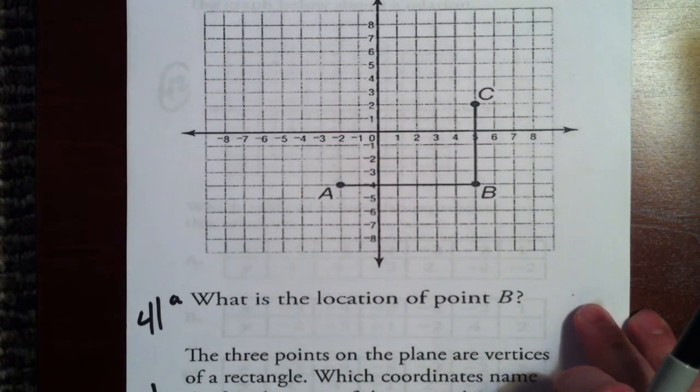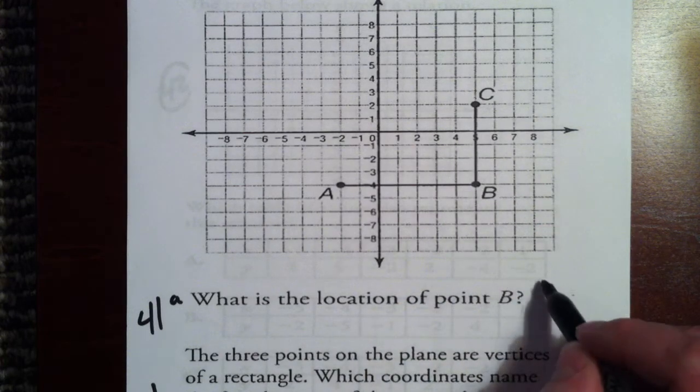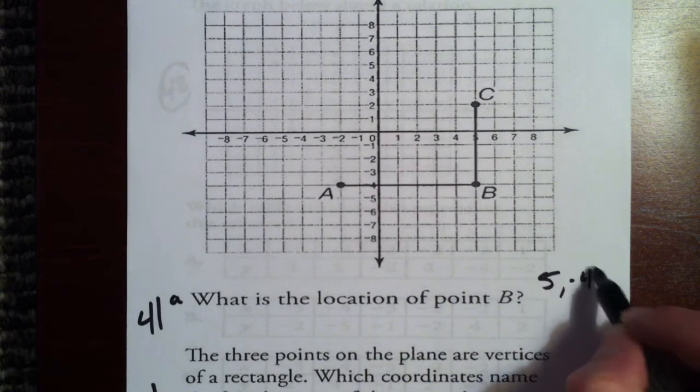What is the location of point B? We've got positive 5, negative 4. So we got 5, negative 4.